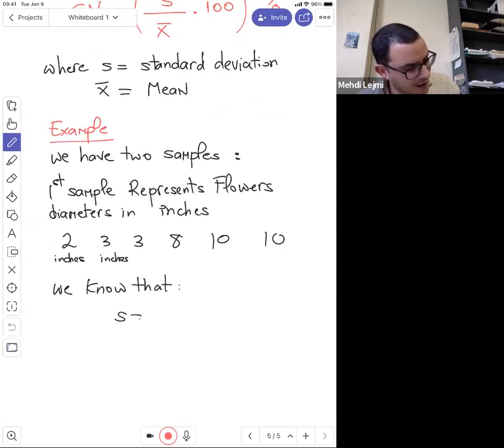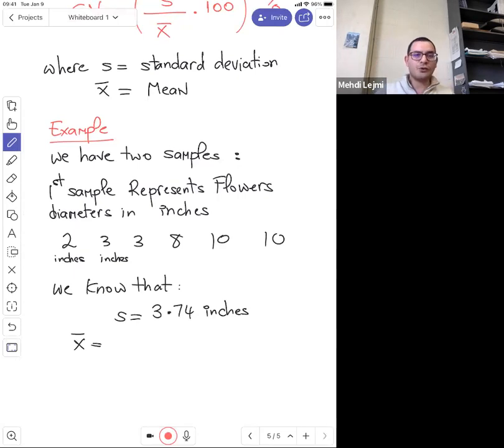So S in this case, we said it's 3.74 inches. Okay. And what's the mean here? What's X bar? And the mean, of course, also depends on the inches, right?